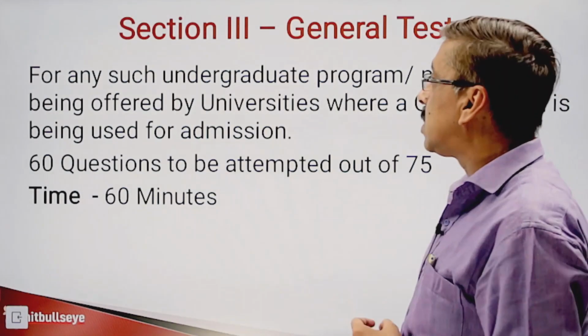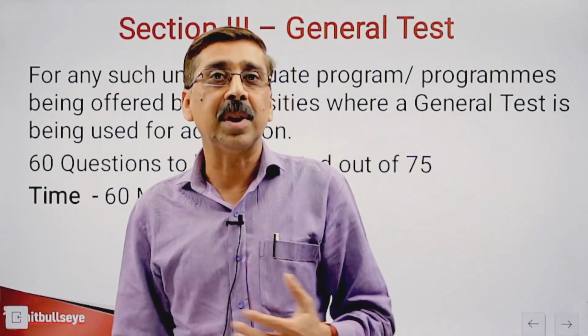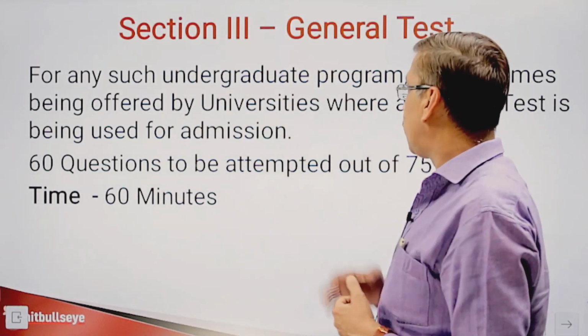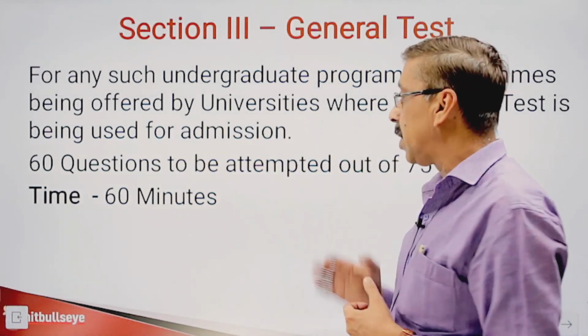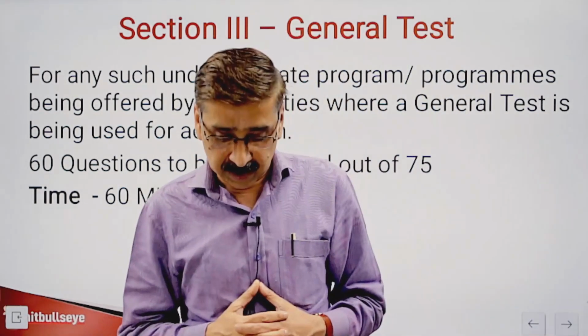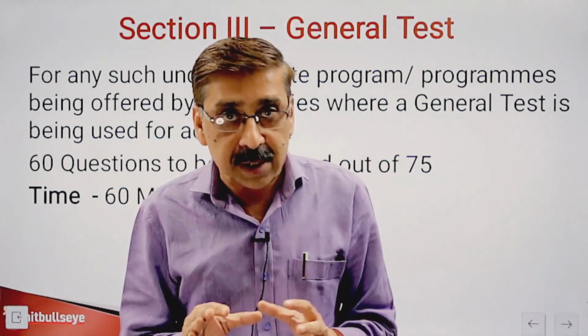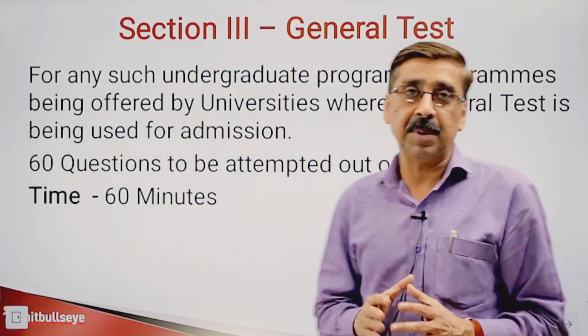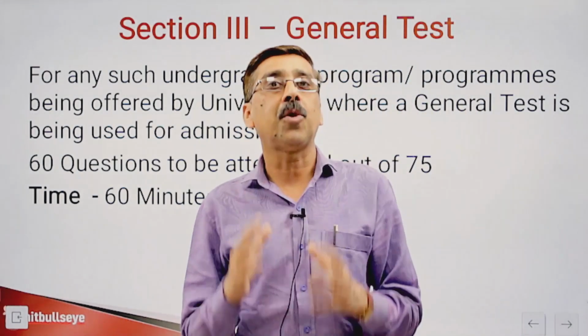Section 3rd, the general test, is generally what we consider to be the competitive exam pattern. Here 75 questions are given and 60 questions are to be attempted, and the time was 60 minutes. Now if you look at the time constraint very carefully, 60 questions are to be attempted in 60 minutes. So please do not be overconfident.